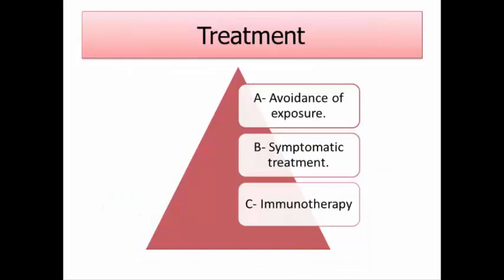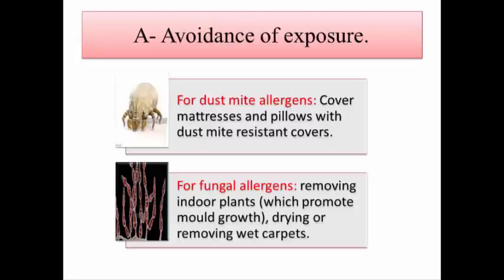How can I treat this type, the anaphylactic type, or the immediate type, or type 1 hypersensitivity? Avoidance of exposure, the first one. Symptomatic treatment is the second one. And the third one is immune therapy, and this is the new one. The first one, avoidance of exposure.